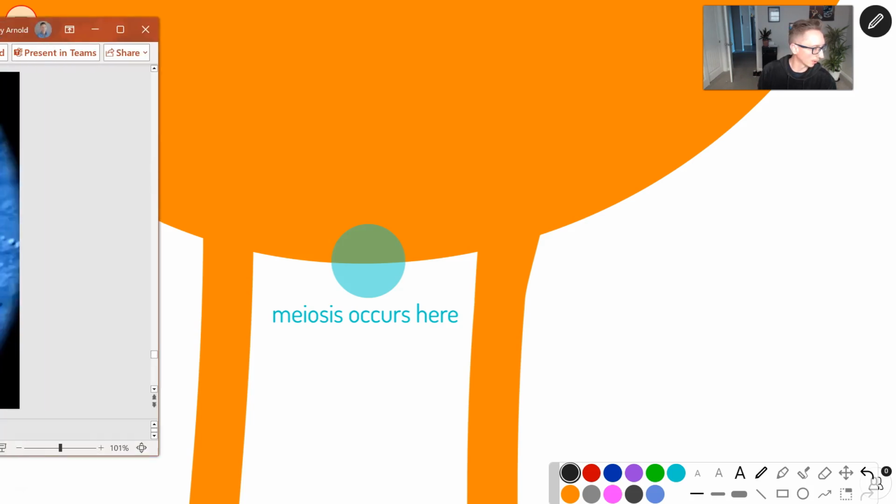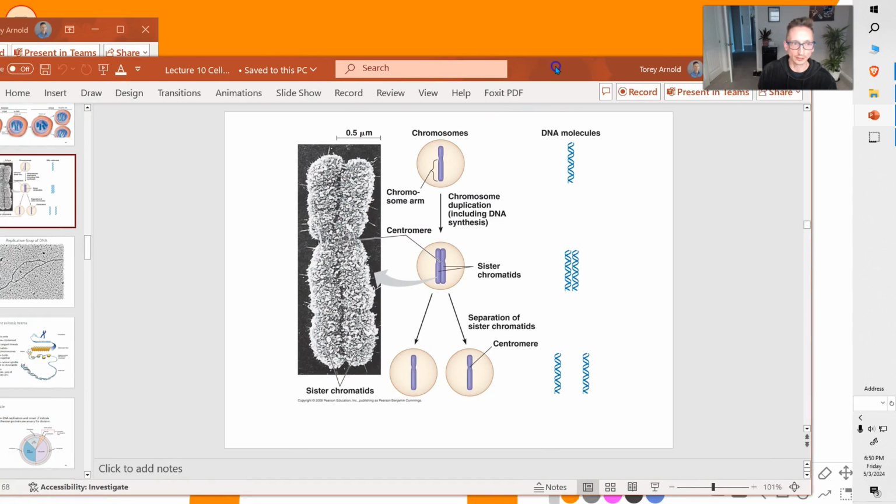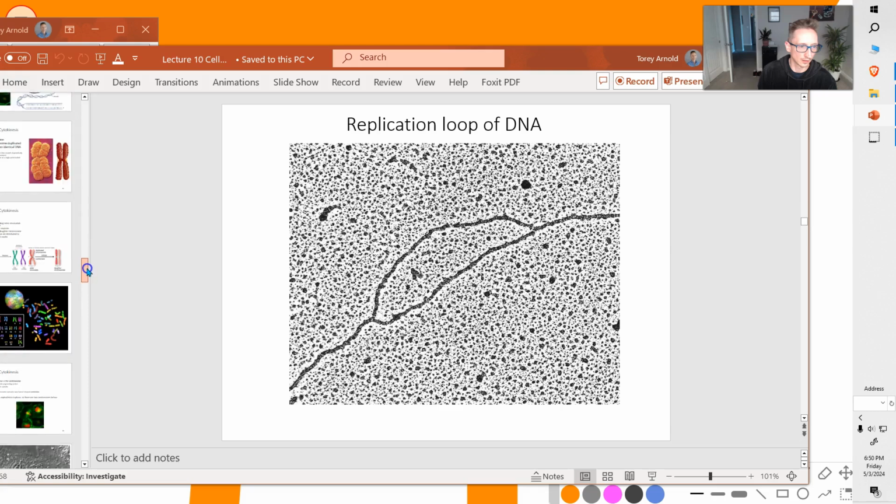Ribosomes, nope. Okay, I'm sorry, I'm in the wrong PowerPoint here. Oh, this is kind of cool, actually. I'll just show you this. This is a little chromosome here, a little electron micrograph of a chromosome. It's pretty nifty.